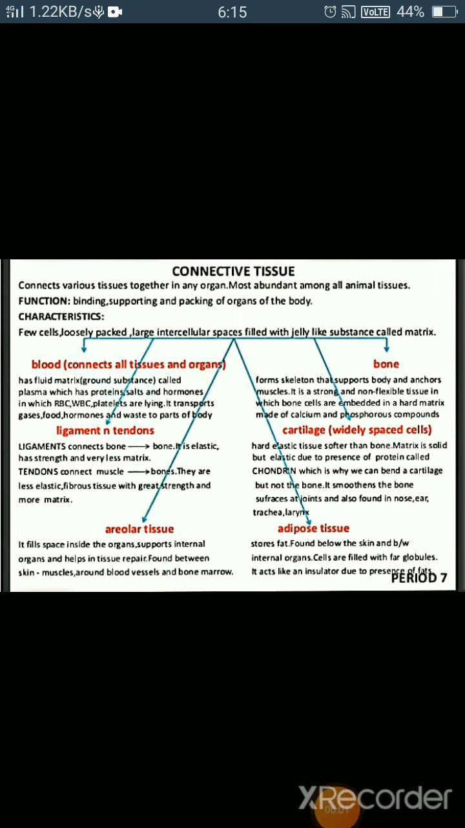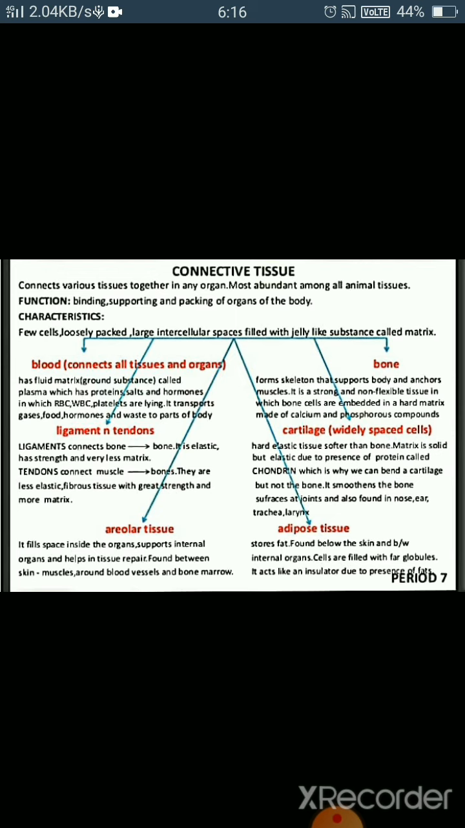Next is connective tissue. As the name indicates, it helps to connect every organ of the body, and mainly binding, supporting and packing of the organs of the body is done by connective tissues. Some cells are loosely packed, some have large intercellular spaces between them, and some are filled with a jelly-like substance called the matrix. There are different types of connective tissue, such as blood.